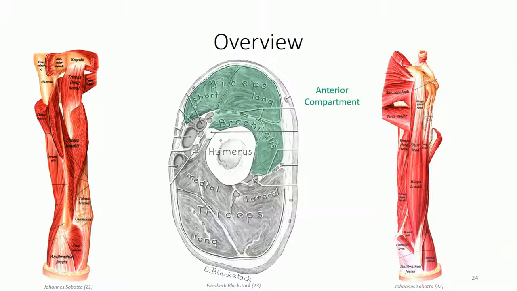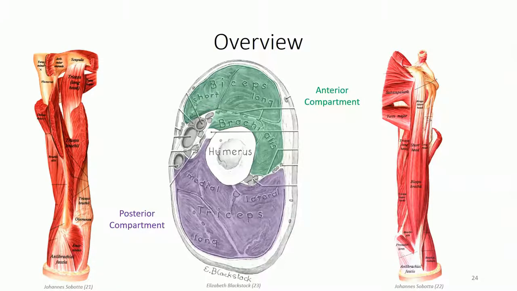In the arm, we can identify two specific muscular compartments, anterior and posterior. Muscles of the anterior compartment serve principally as flexors of the elbow, are innervated by the musculocutaneous nerve, and are supplied by branches of the brachial artery.